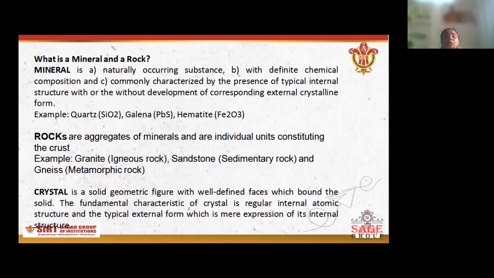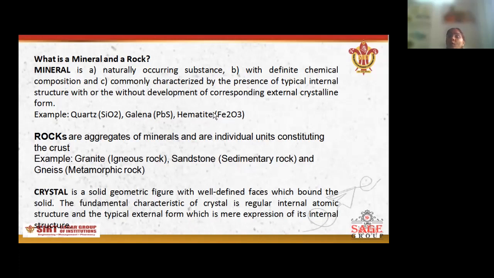Okay, so let us discuss what is mineral and rock. Mineral is a homogeneous substance which has definite chemical composition and atomic structure and is formed by inorganic processes. Let us discuss rocks also. Rocks are the aggregate of minerals. So minerals are not found pure in nature.